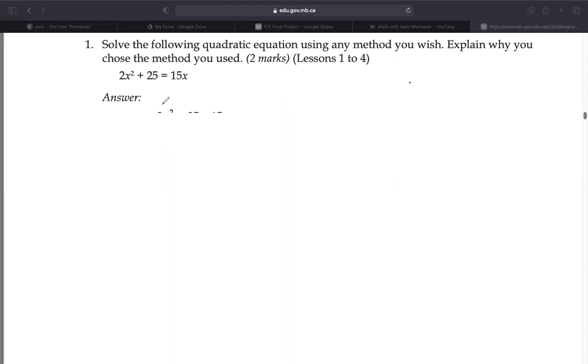Okay, so if you have something like this, the first thing you want to do is move everything to one side, equate it to 0. So you write 2x squared minus 15x plus 25. If you want to know what I did, I just moved the 15x to the other side. It becomes minus instead of plus, and I wrote it in degree order. Now this is factorable, so you're looking for two numbers that multiply to give 50 and add to give negative 15.